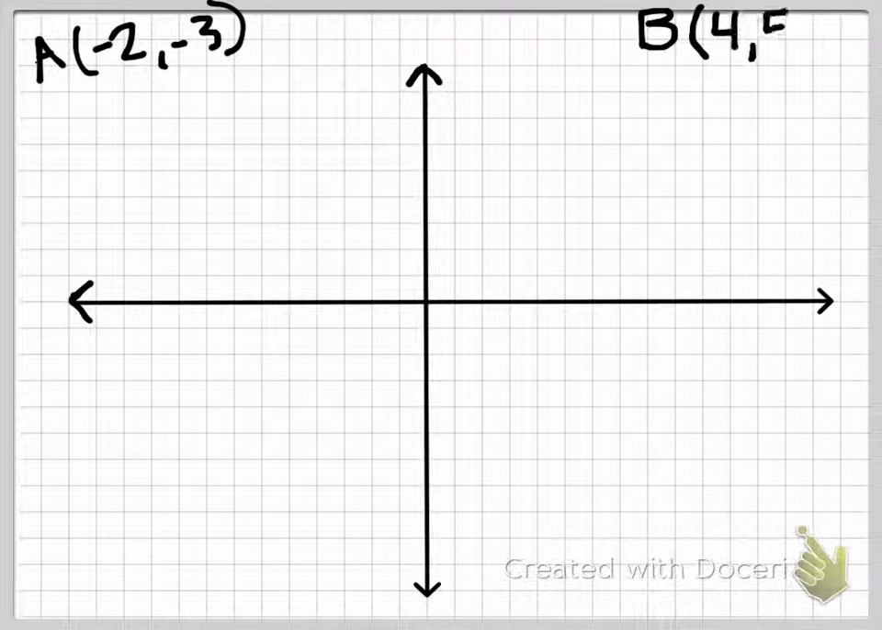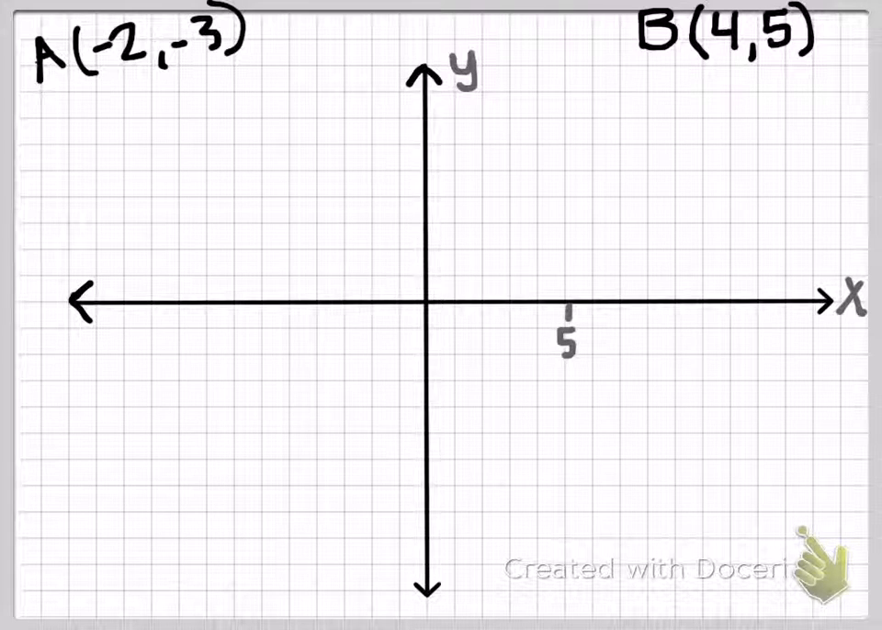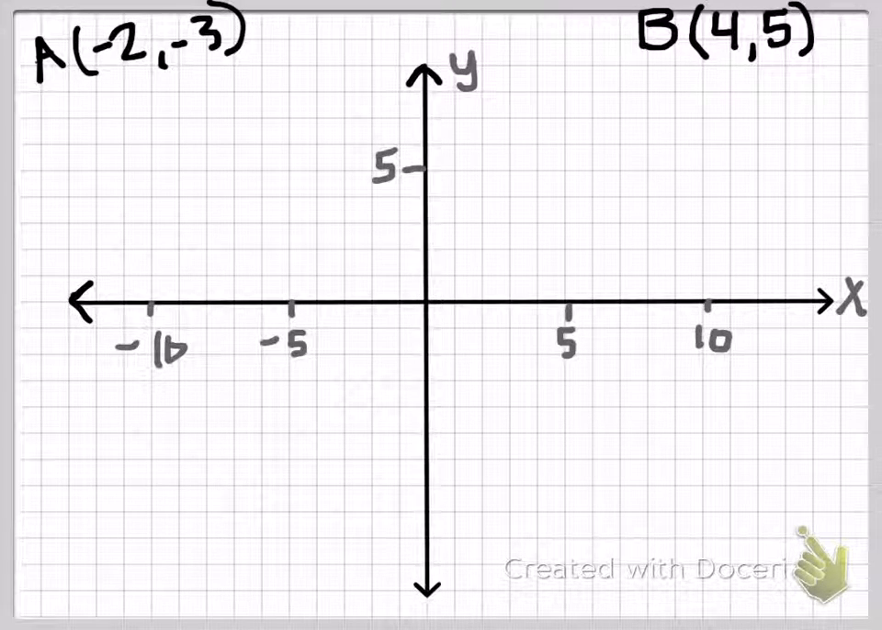Okay, so on your foldable, the first graph looks like this. It's asking us to plot the points A, -2, -3, and B, 4, 5. So the first thing we need to do is label our X and Y axis. So our X is here, and our Y is here. And then we need to number them, and my squares are very small, so I'm not going to number every single one of them. I'm going to go 1, 2, 3, 4, 5, make a mark and label it 5, and number every fifth one. Make sure you're getting your negative numbers in there as well.